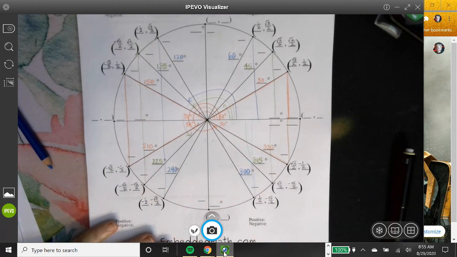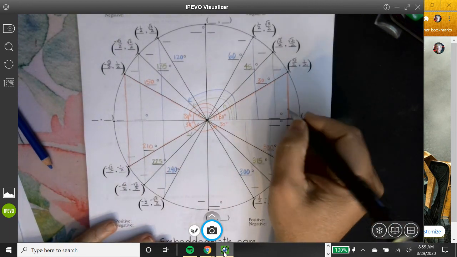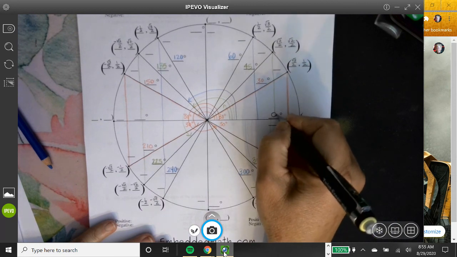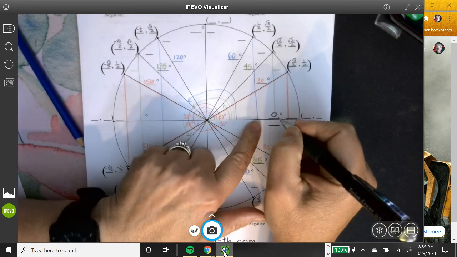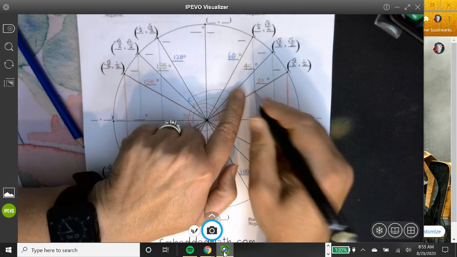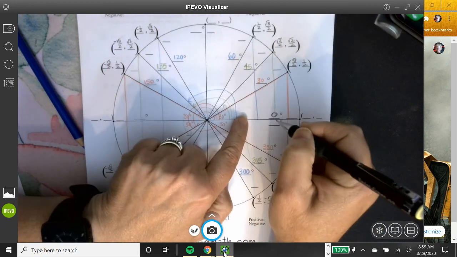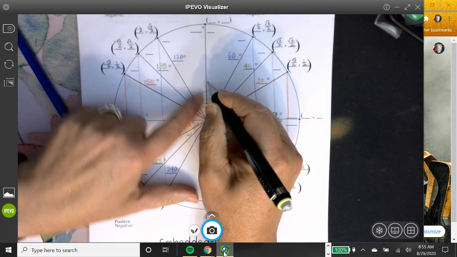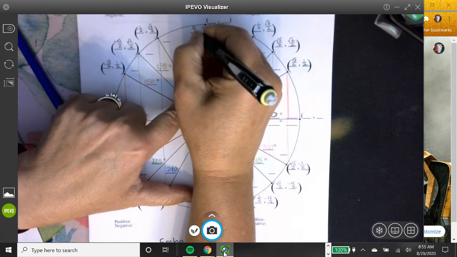Well, this is going to be 0 degrees, right? Because we're going to start at 0 degrees, and then we would rotate to 30, and then rotate to 45, and then rotate to 60. So if I were to rotate to this terminal side, it would be 90 here.